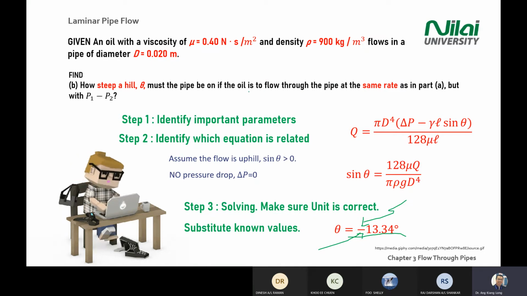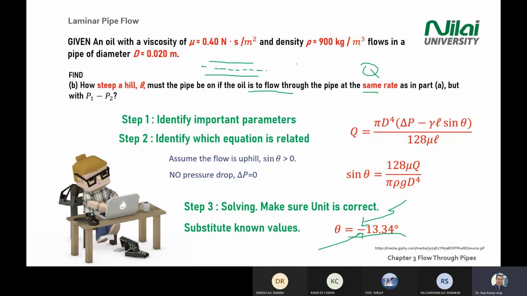To maintain the flow at the same rate Q compared to section number 1, it means there's no change of pressure. Because just now, section A is the horizontal one. Now you tilt uphill like that, and you calculate the angle and it is negative.